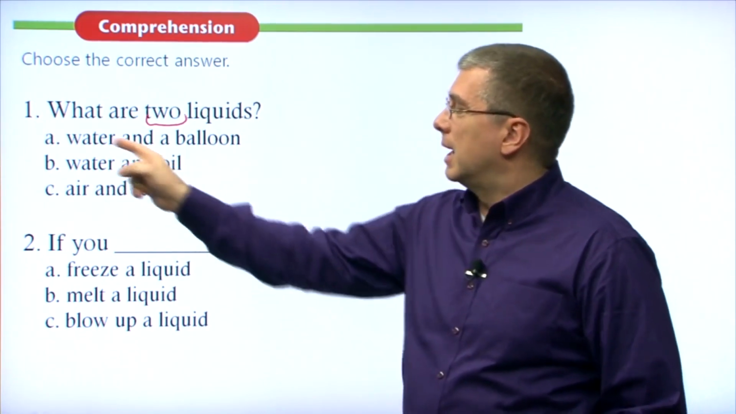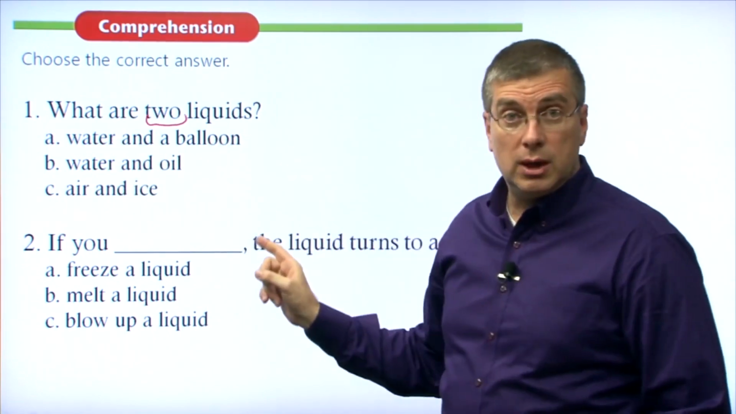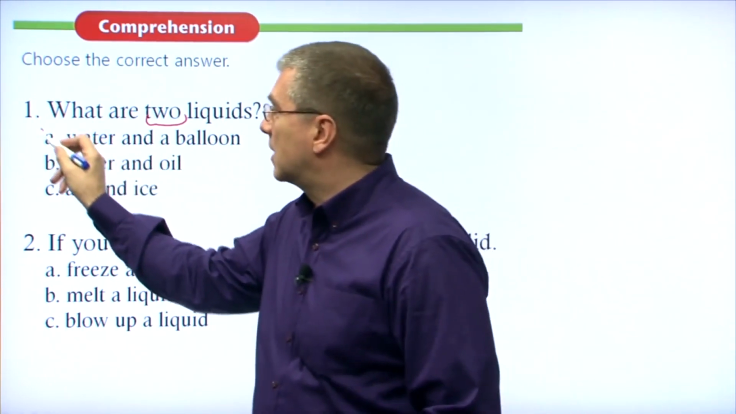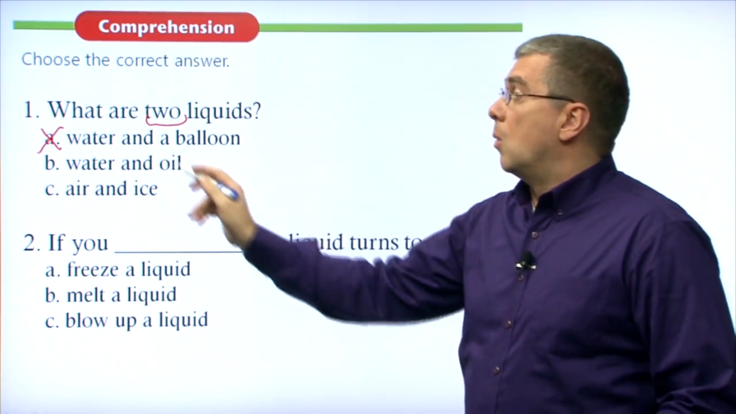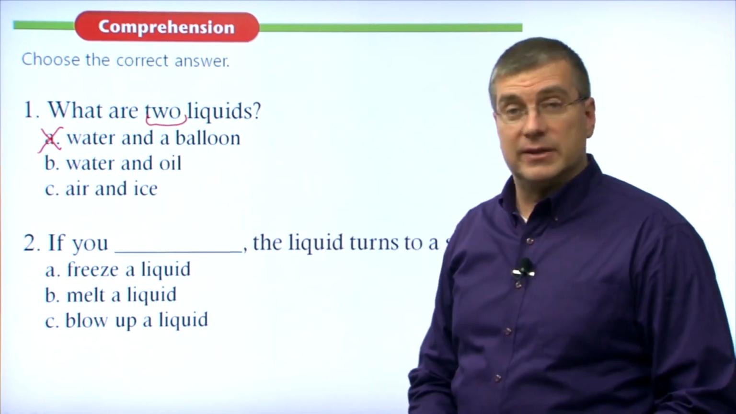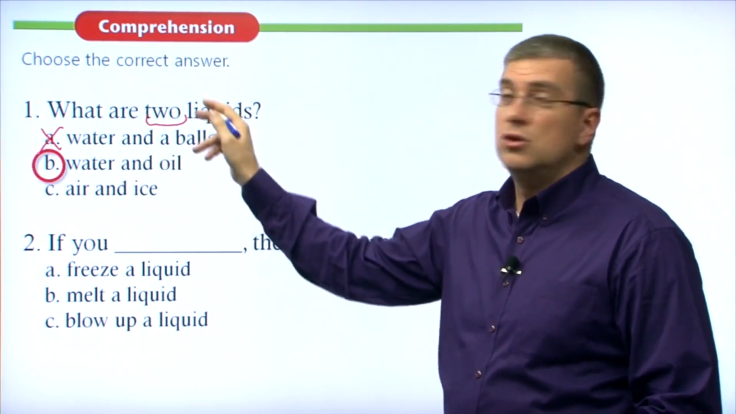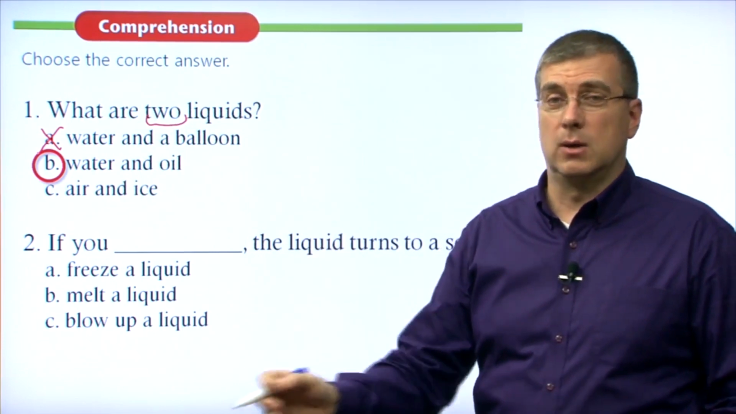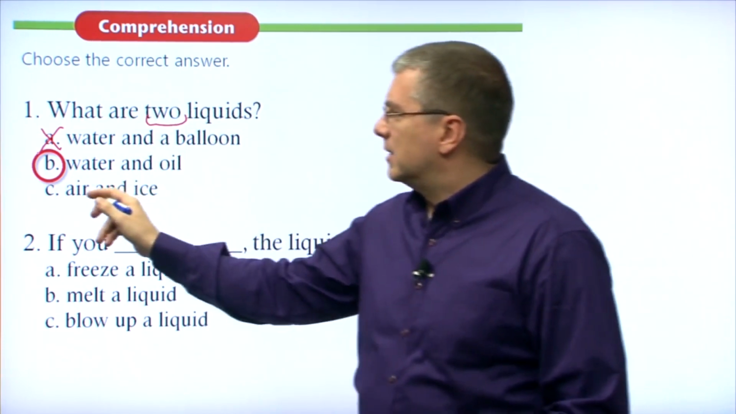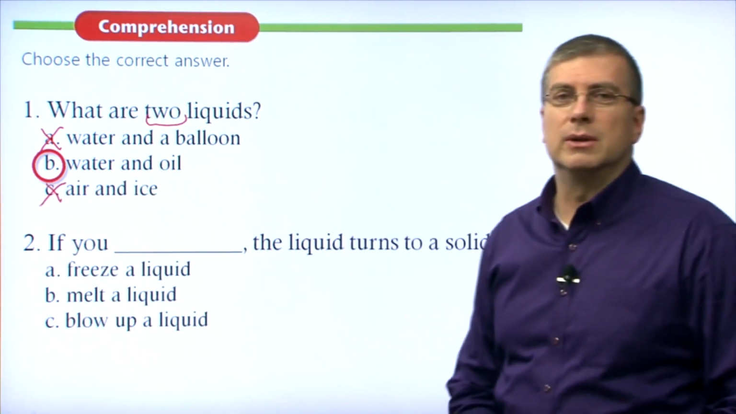So let's take a look. Number A, water. Is water a liquid? Yes, it is. Is a balloon a liquid? No, it's not. A balloon is a solid. So A is not correct. B, water. Is water a liquid? Yeah, we just said it was. Is oil a liquid? Yes, it is. Actually, that's the answer. B, water and oil are two liquids. They are both liquids. C, air and ice? No. Air is a gas, ice is a solid, so no way. C is absolutely not the answer.